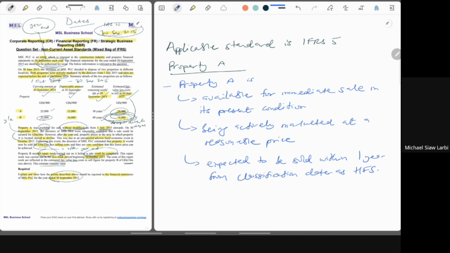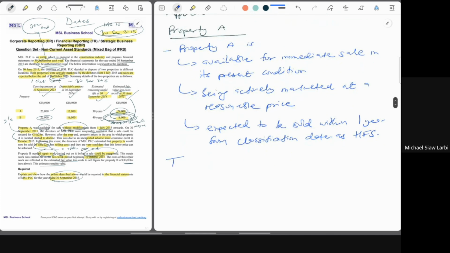So if that is the case, what is the treatment? The treatment of property A is that once you classify a property as held for sale, once it meets the criteria for held for sale classification, please take note, you do not depreciate anymore. Write it down: no depreciation from the date of classification as held for sale. But you do your normal treatment. So you will depreciate the asset normally up to the point of what? Classification as held for sale.